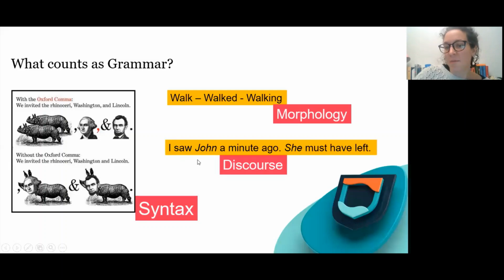And I saw John a minute ago. She must have left. Yeah, it's a little bit strange because, either John, we don't know, but still there should be more context and a proper discourse, so we understand who John is and whether it's he or she or they. Yeah, there should be more context.